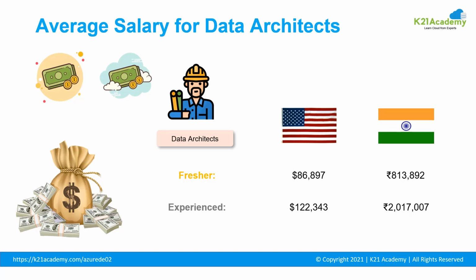So what is the average salary of data architects? The average salary for a fresher in United States is $86,897 per annum. The average salary for a fresher in India is 8,13,892 rupees per annum. The average salary for an experienced professional in the United States is 1,22,343 per annum. The average salary for an experienced professional in India is 20,17,007 rupees per annum.